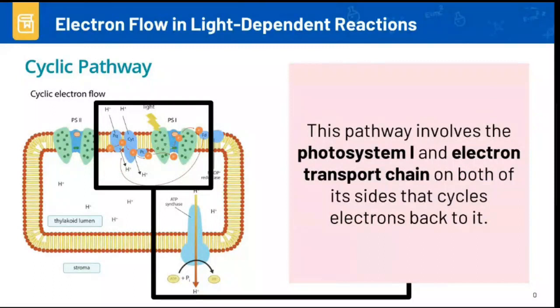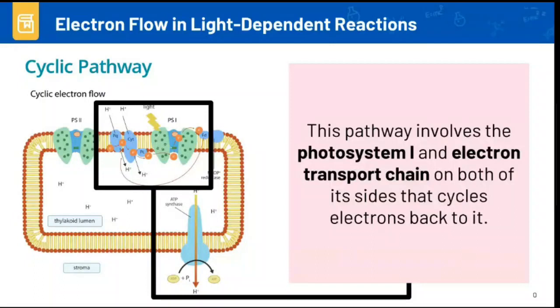This chain that acts in the cyclic pathway uses the electron's energy to move hydrogens into the thylakoid compartment. However, the NADPH does not form because electrons at the end of this chain are accepted by photosystem 1, not NADP. Hindi NADP yung ma-accept. Kumbaga, yung NADPH ninyo, hindi siya mag-perform because sa end ng electron transport chain na to, sa may photosystem 1 ninyo, hindi siya magre-receive ng electrons ninyo.